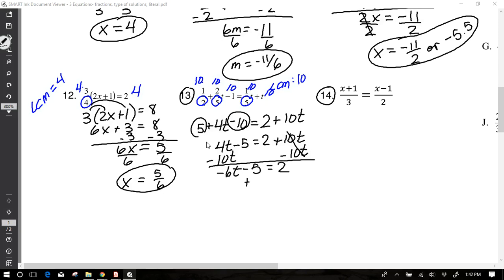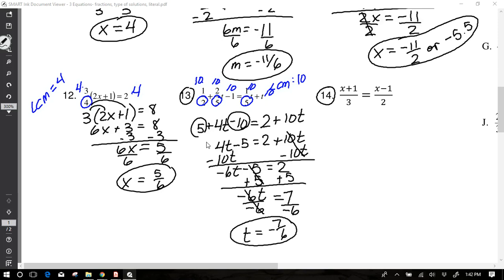I'm going to add this 5 to both sides, move away the constant term. Bring down the negative 6t. And finally divide by the coefficient of the variable. So my final answer is t equals negative 7 over 6. Great job.